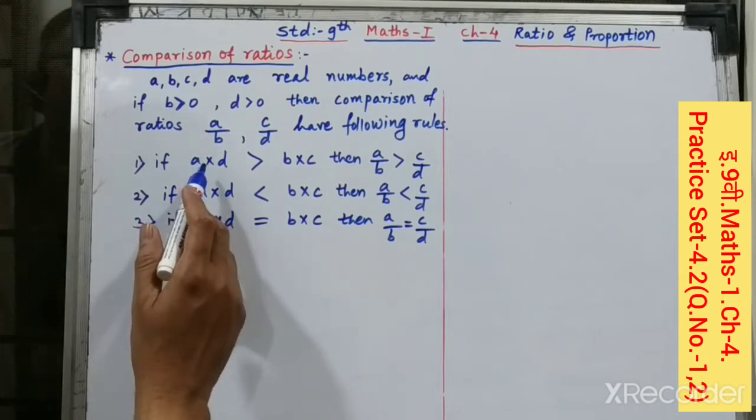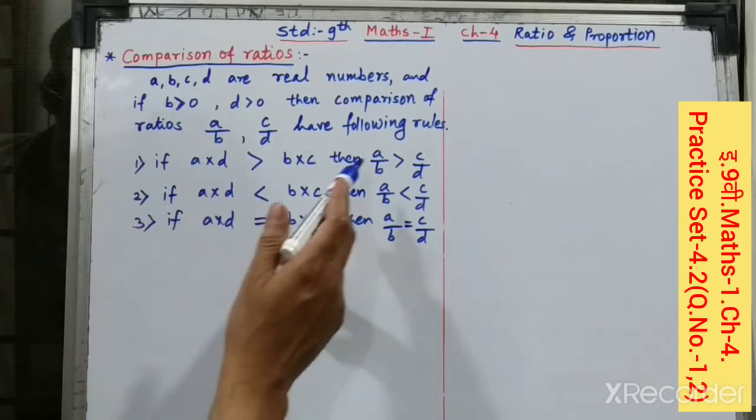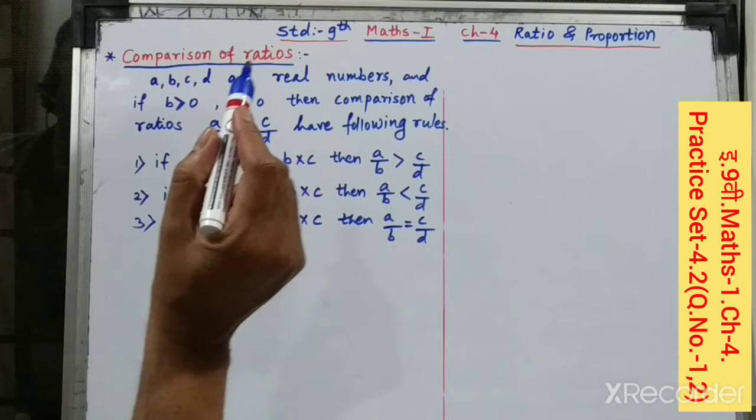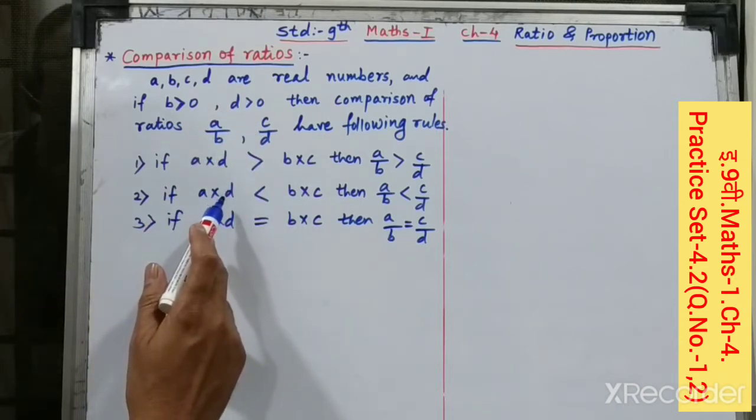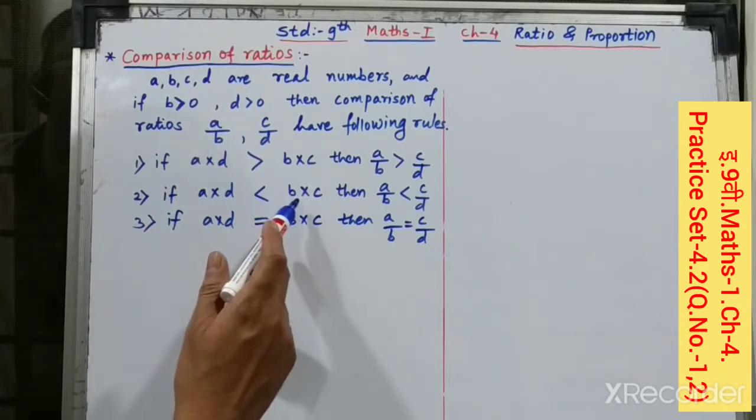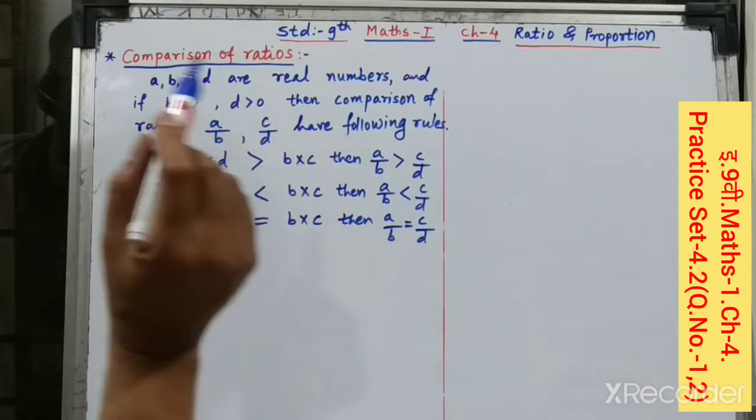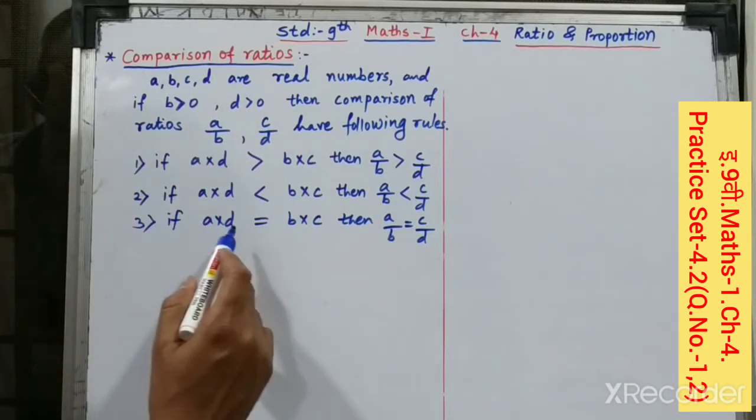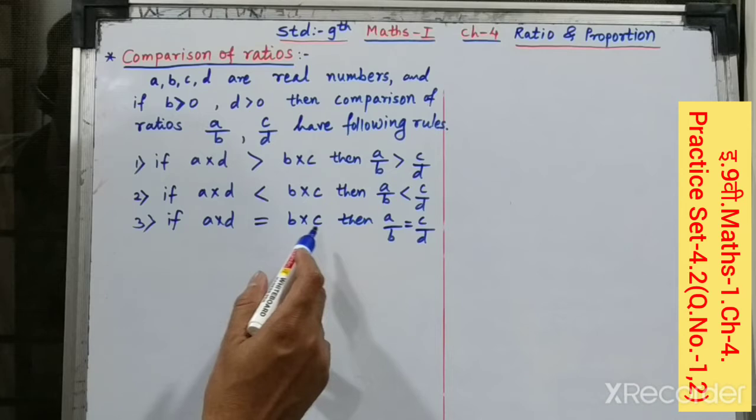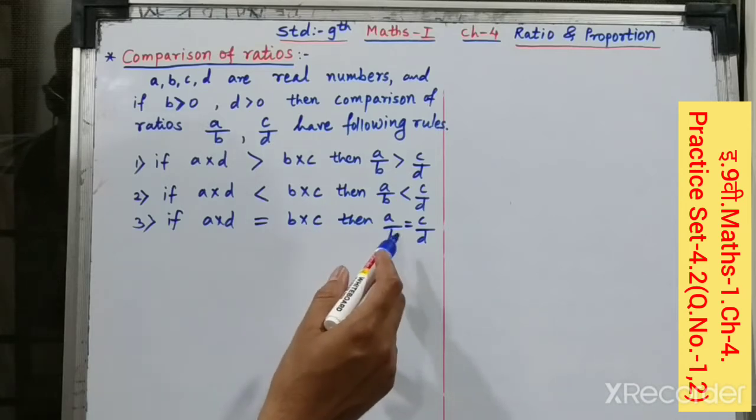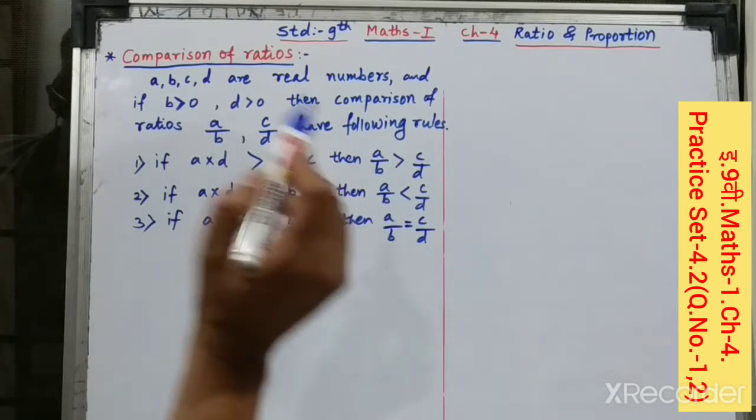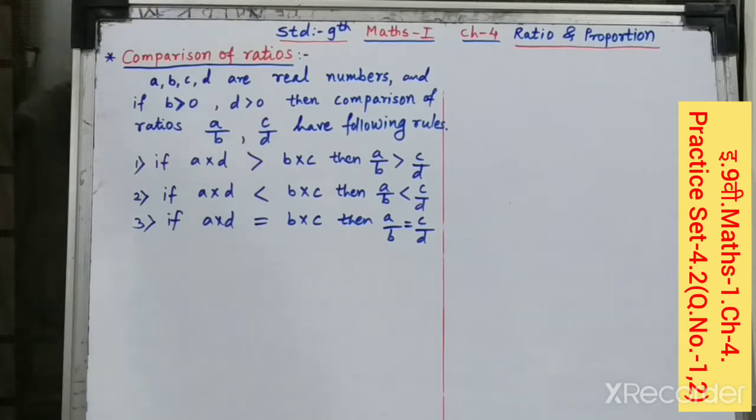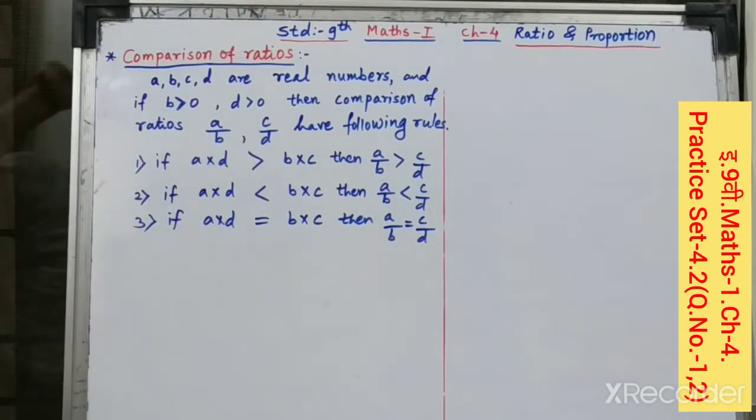Means if AD is greater than BC, then A upon B ratio is greater than C upon D. If A into D is less than B into C, then A upon B is less than C upon D. And if A into D is equal to B into C, then A upon B and C upon D, both the ratios are equal. So these are the three properties of comparison of ratios.